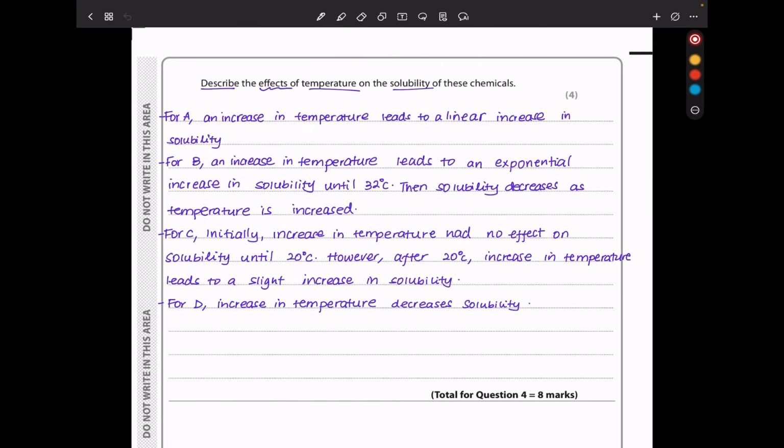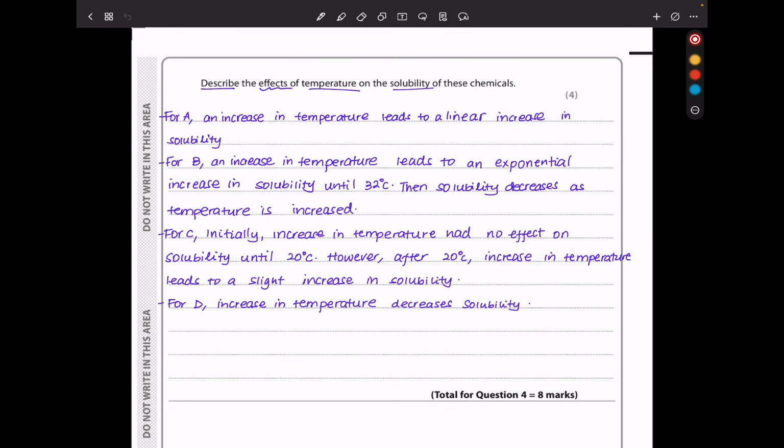So they say describe the effects of temperature on the solubility of these chemicals. Like I've explained while looking at the graph, we saw for A, an increase in temperature leads to a linear increase in solubility, and for B, an increase in temperature leads to an exponential increase in solubility until 32 degrees Celsius. Then the solubility decreases as temperature is increased.